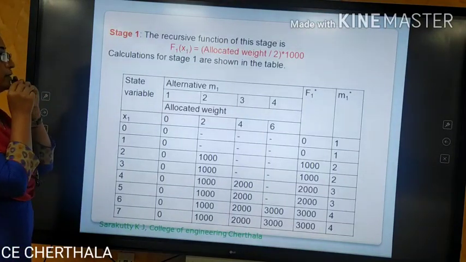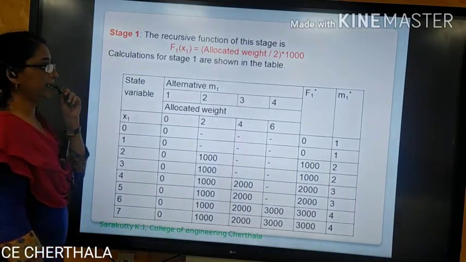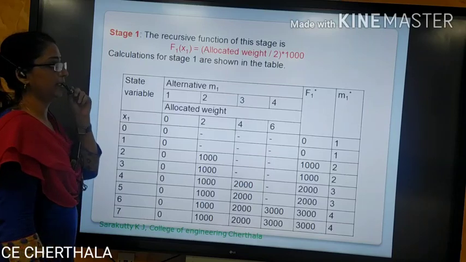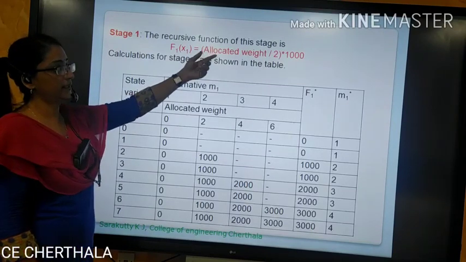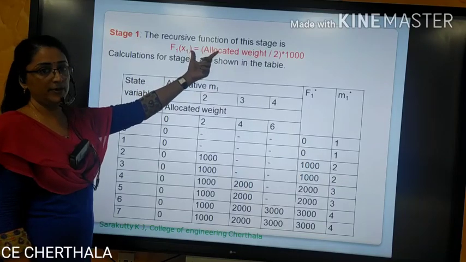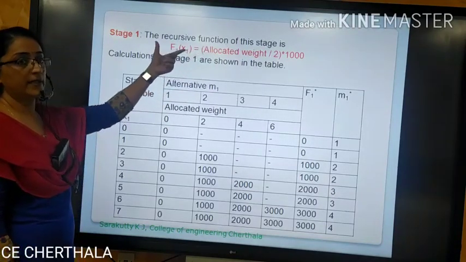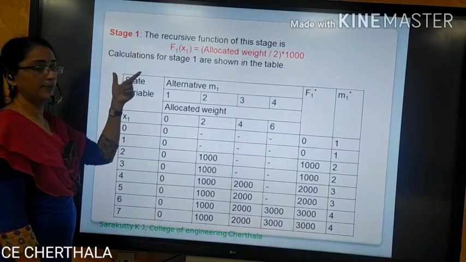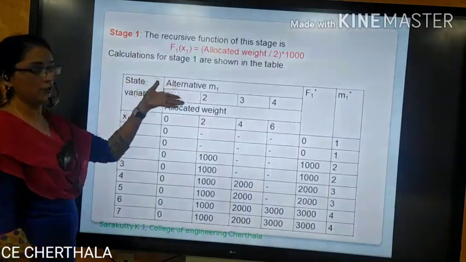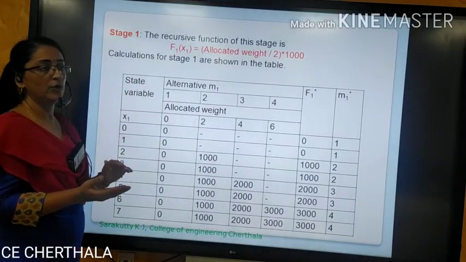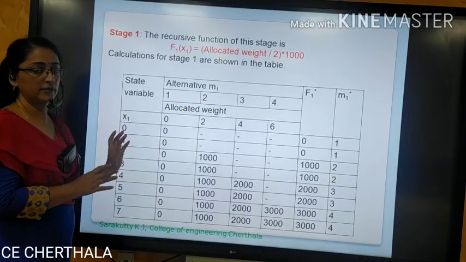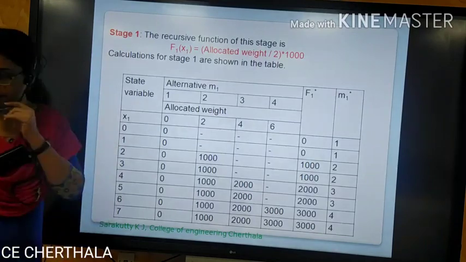Then let us go to stage 2. Stage 2 onwards, there is a slight change in the recursive function. In stage 1, this is the recursive function. This function depends only on x1, that is item number 1. Now for stage 2, the objective function depends upon item number 2 plus item number 1. So x1 and x2.